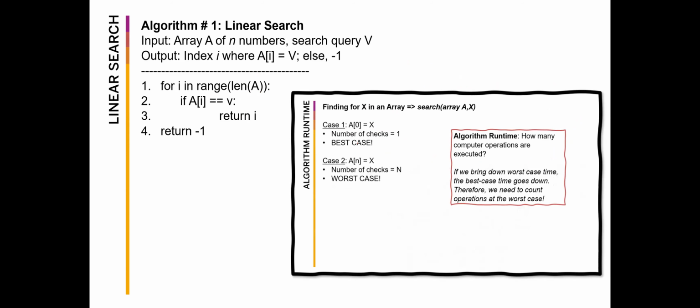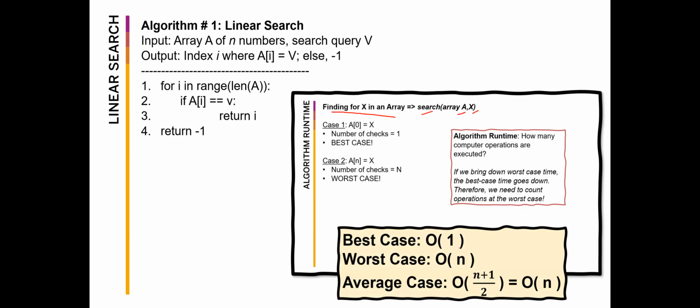So, again, if we look at the runtime of this code, this instruction of finding X in an array, we have a search function which accepts an array A and a query X. So what we see here, at least from back in our discussion, is that the best case is if the element being searched is the first element. If the element being searched is the last element or not in the array, that's the worst case. So in this case, we can say that we have these different runtimes.